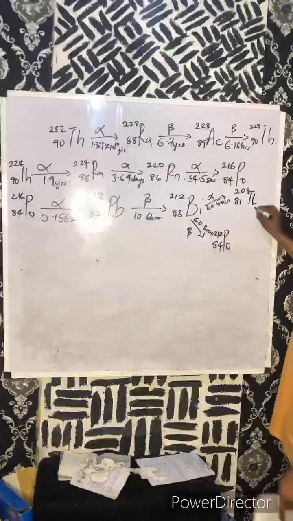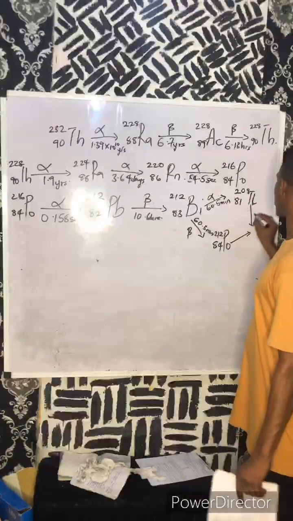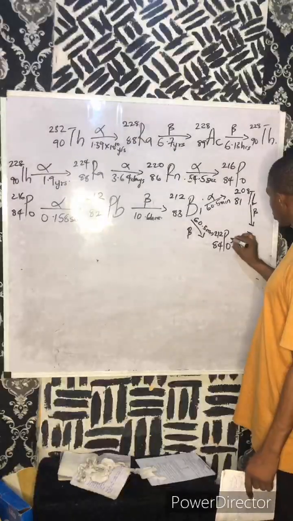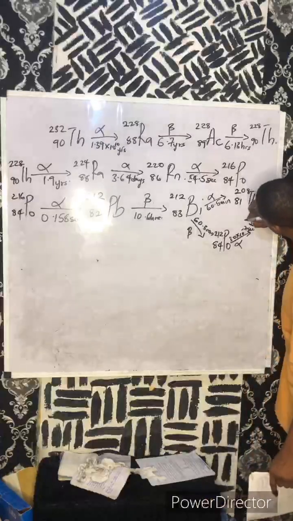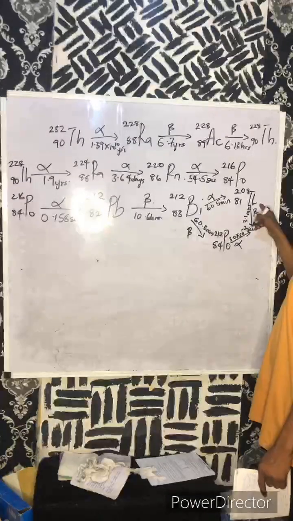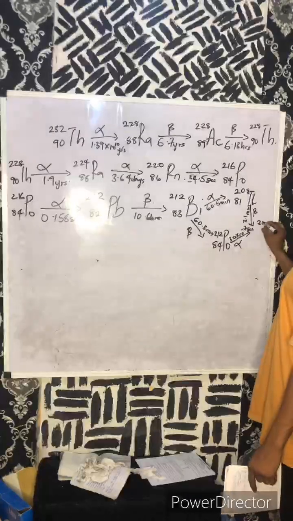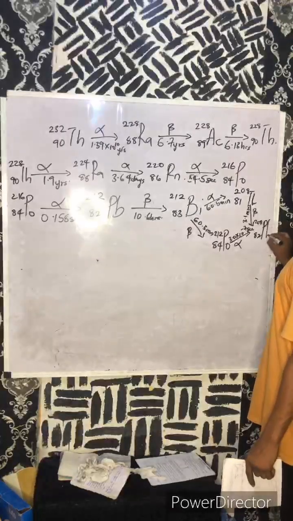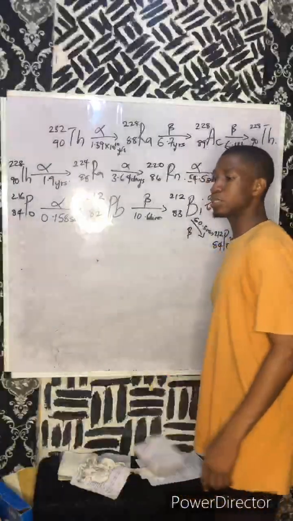And then for the final product, this has already undergone alpha, so it will undergo beta. This has already undergone beta, so it will undergo alpha. One happens for 3.0 times 10 to the power minus 7 seconds, and the other happens for 3.1 minutes. And the final product is 208 82 lead. So that's all you need to know about radioactive series.